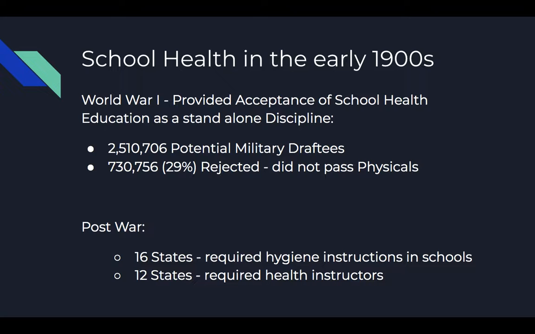This is because 29% of the men examined as potential military draftees during World War I were rejected on physical grounds. A large portion of these physical deficiencies could have been prevented if schools had been doing their part to train children concerning health and fitness. In the immediate post-war years, 16 states required hygiene instruction in their public schools. 12 of these states made requirements for the preparation of health teachers in schools supported by the state.